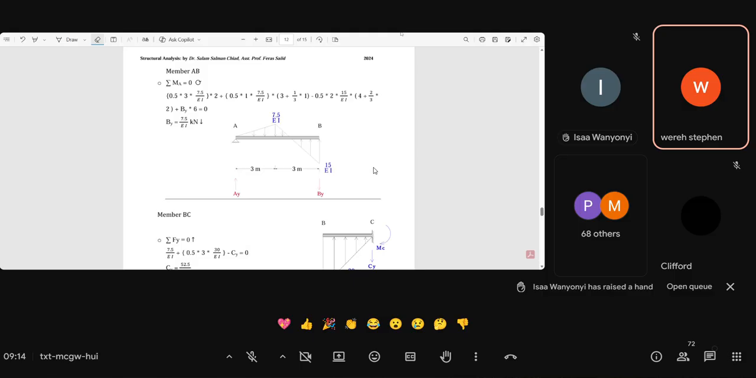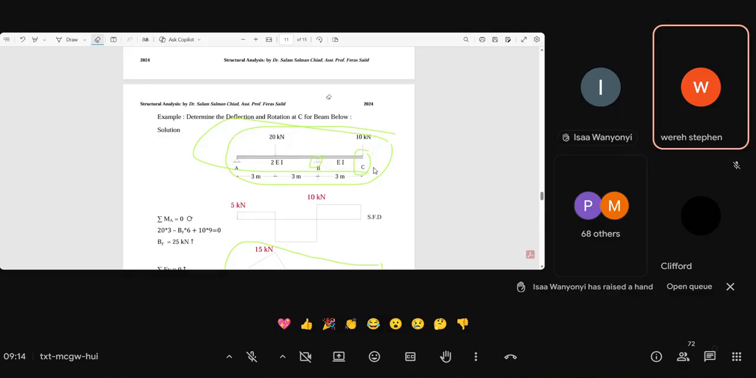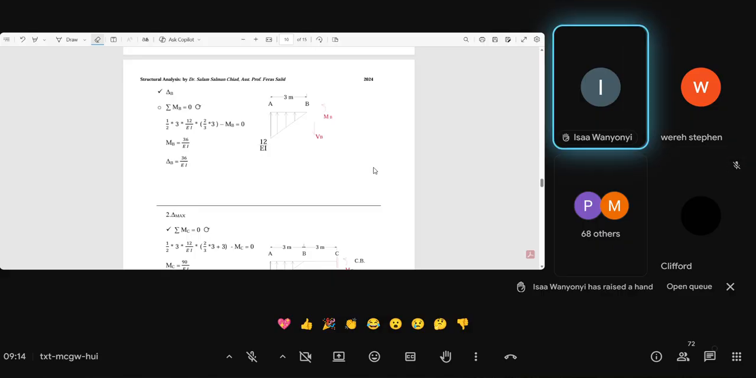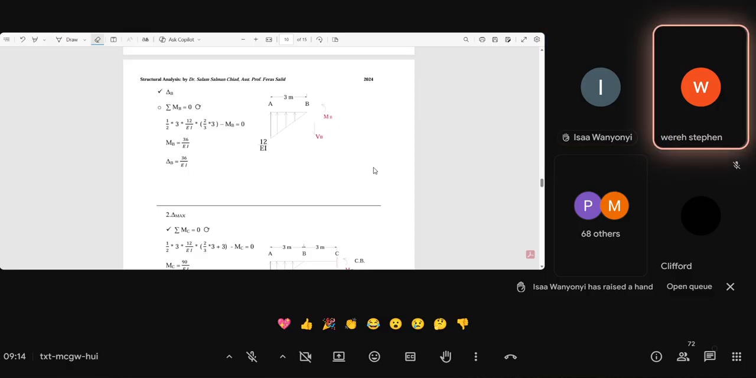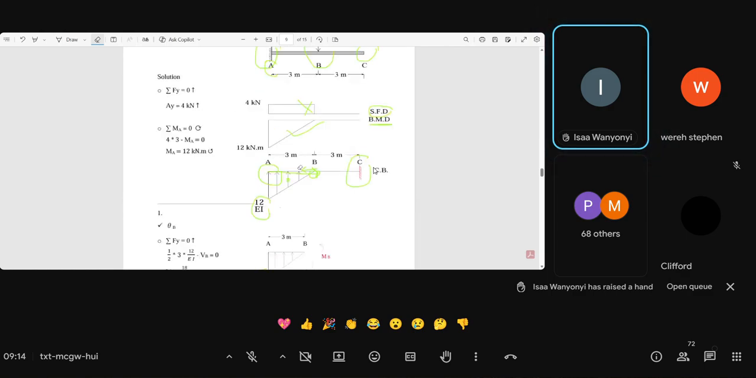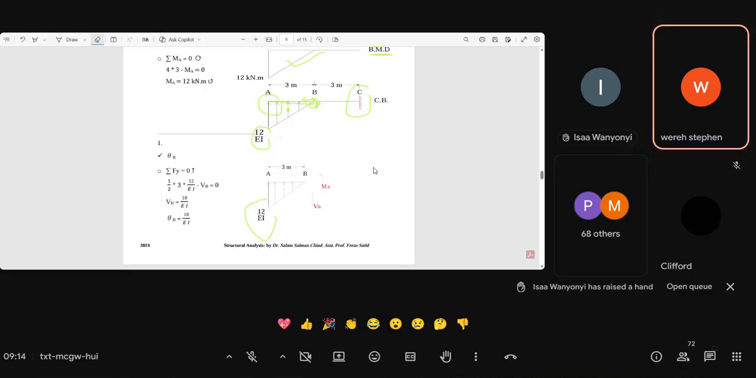Yes, Isa? I have a question on the conjugate beam, those arrows of load. Do you put the exact numbers of arrows, or you just draw them the way they are on the conjugate beam? These arrows, there is no definite number. You can even draw 2 arrows or even 10 arrows. It is just an indication of the direction in which the loading is going. Okay.